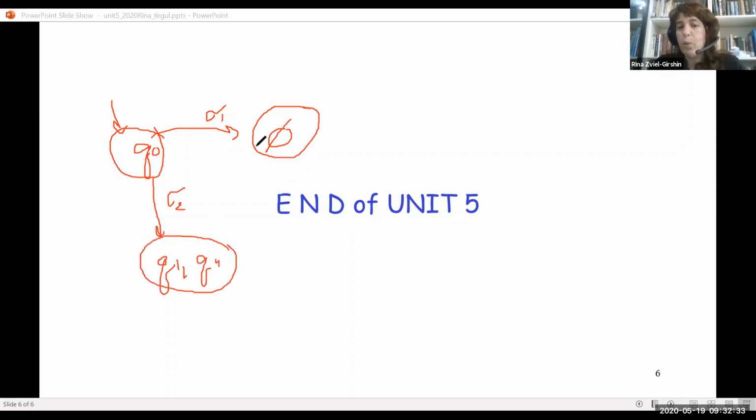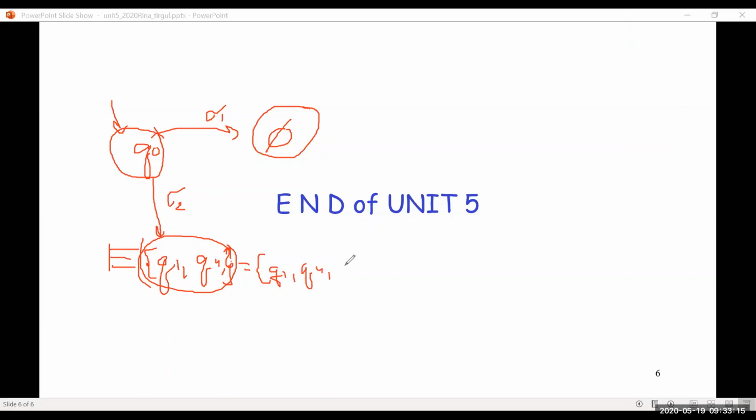But now you have to compute epsilon closure here of an empty set. It doesn't add anything. But epsilon closure for Q1 and Q4 can add you additional states here, maybe. So you have to compute the epsilon closure for the Q1, Q4 that you've reached. And if you have some additional state, first of all, you have Q1 and Q4 if you don't use any epsilon transitions.